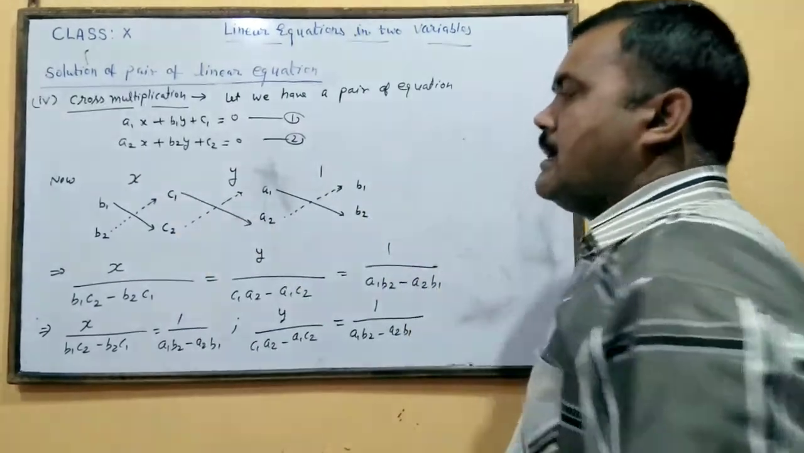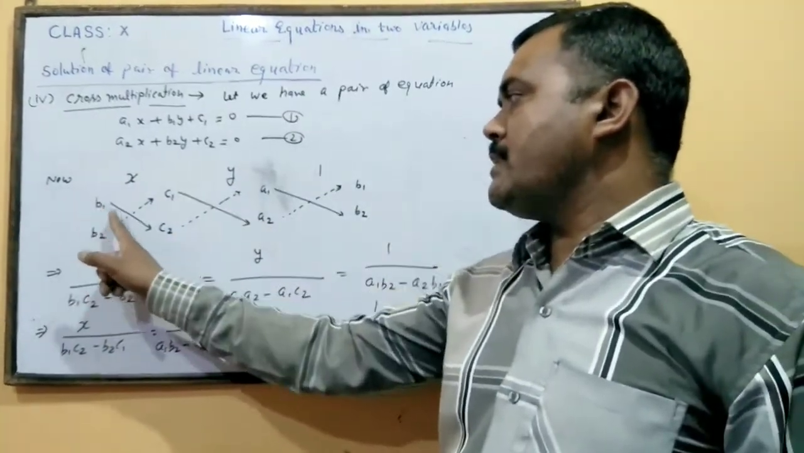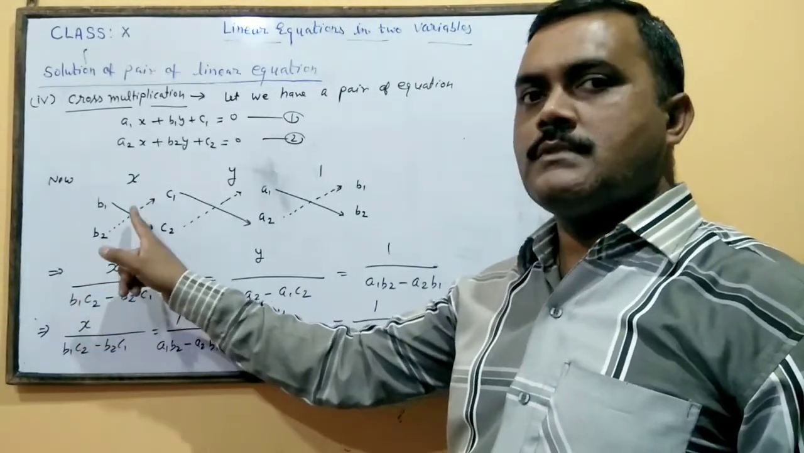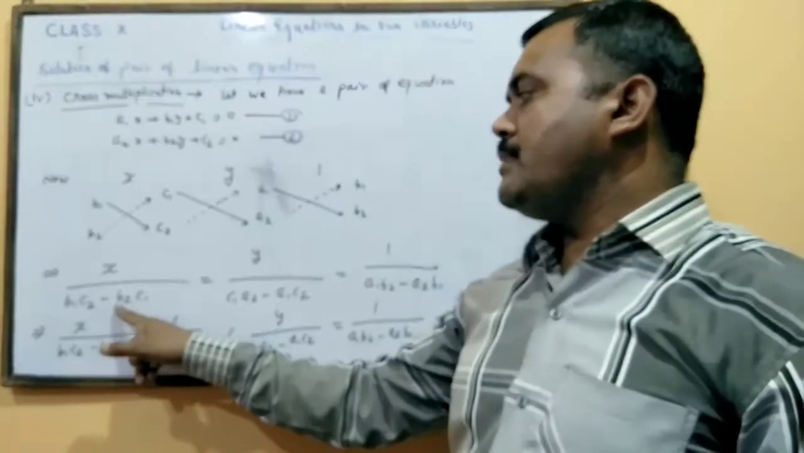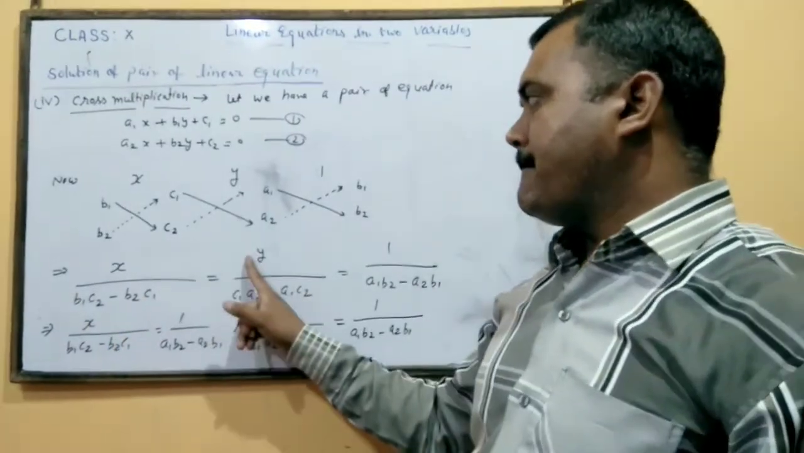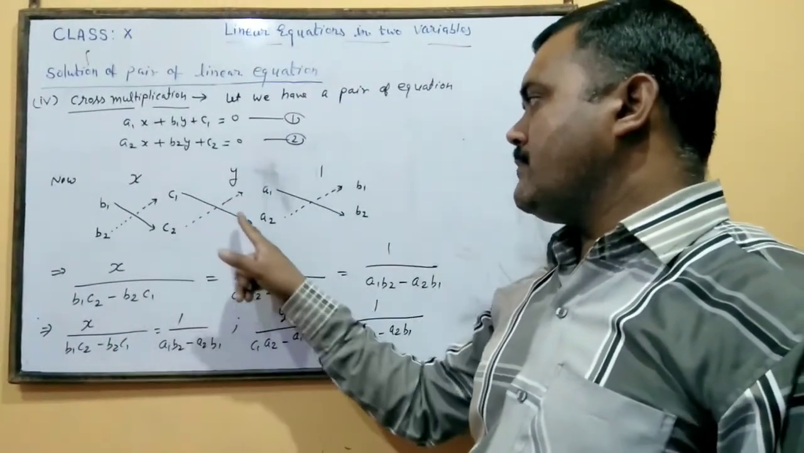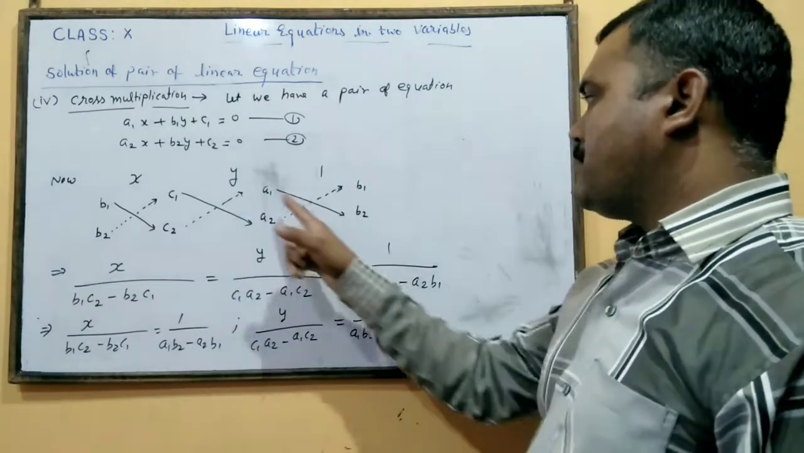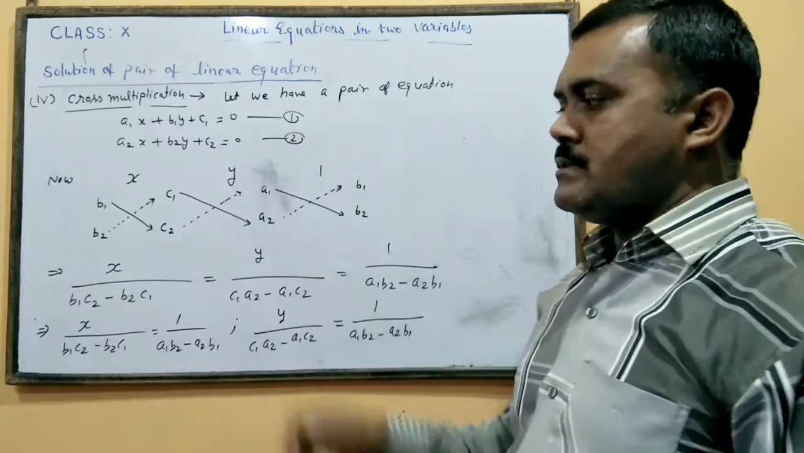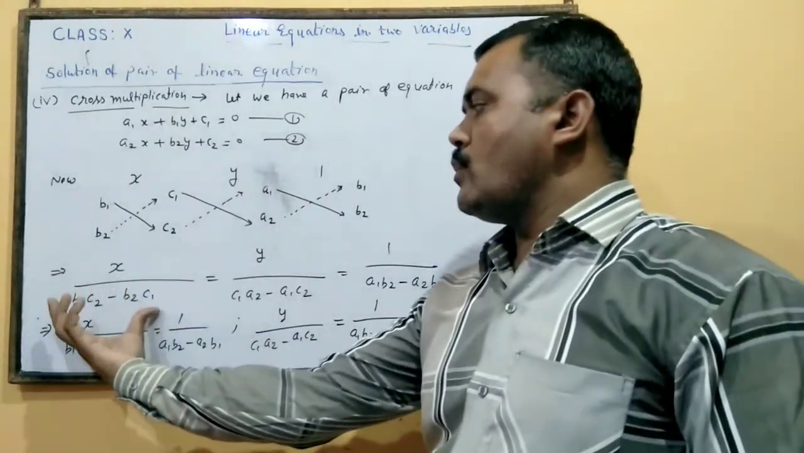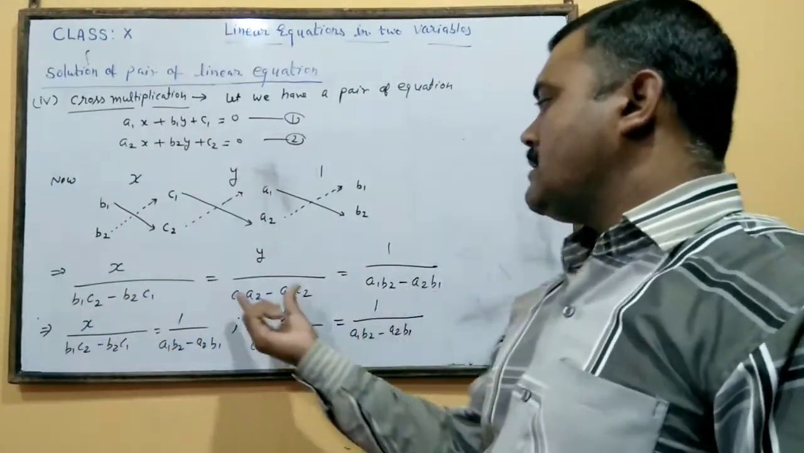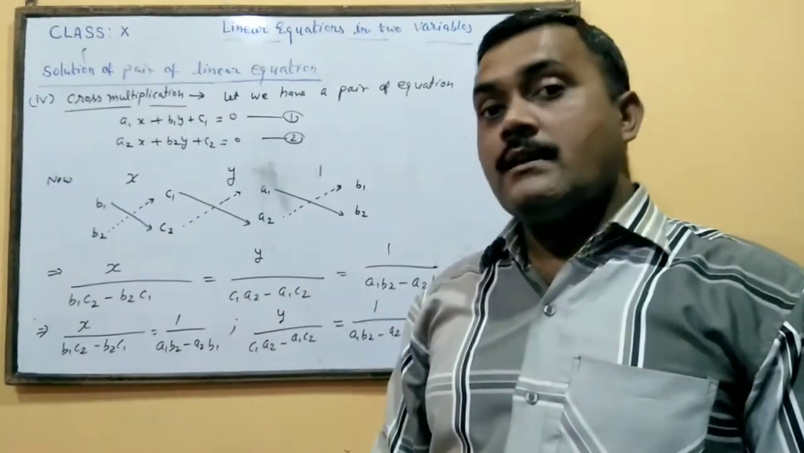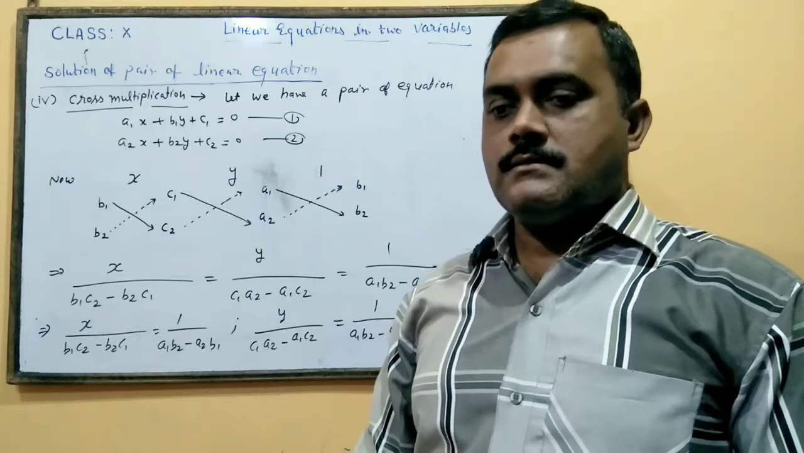This is the method. And now we start multiplying crosswise: b1 c2 minus, so I have a broken arrow for the minus, b2 c1, upon c1 a2 minus c2 a1, and is equal to 1 upon a1 b2 minus a2 b1. Then this whole will be taken with this one and this whole will be taken with this, so we can get the values of x and y. Now let us see how this is done in the question.